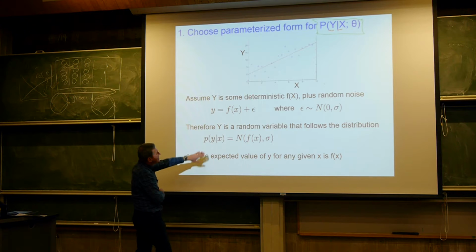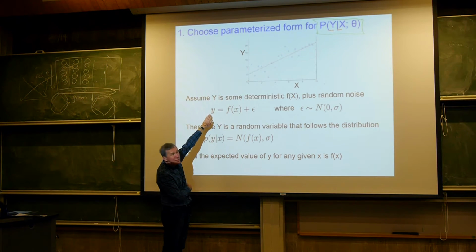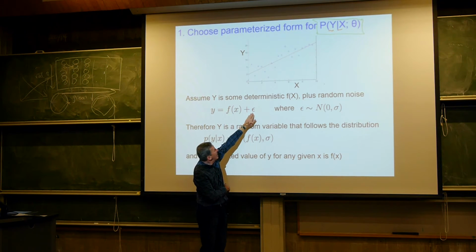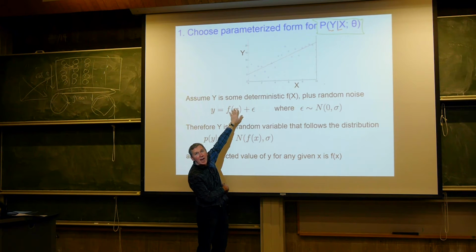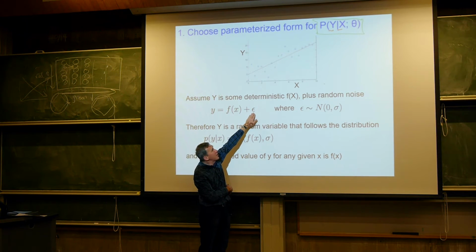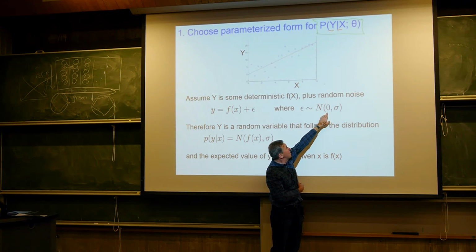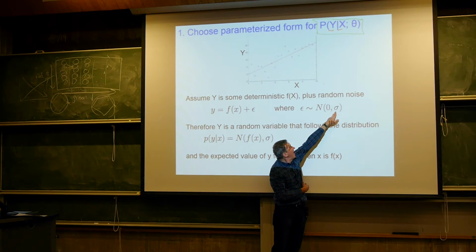The assumption that I'm going to make is that the observed y is the result of some deterministic function that operates on x and gives me a value y. Then the noise-free value of that function is perturbed by adding in a random variable epsilon, which is noise. Furthermore, I'll assume that that noise itself is just a Gaussian distribution with mean 0 and some variance.